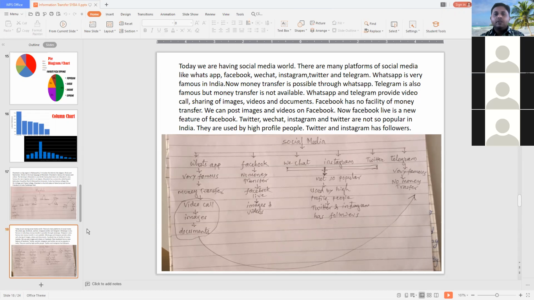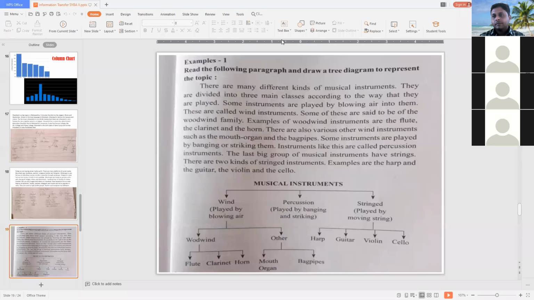See, what about WeChat, Instagram, and Twitter? The paragraph gives common information about WeChat, Instagram, and Twitter. That's why the common information is there below a single heading, that is WeChat, Instagram, and Twitter. Okay, same is the case with Telegram, right? So the whole information in that paragraph should be covered in the tree diagram. See the next example.